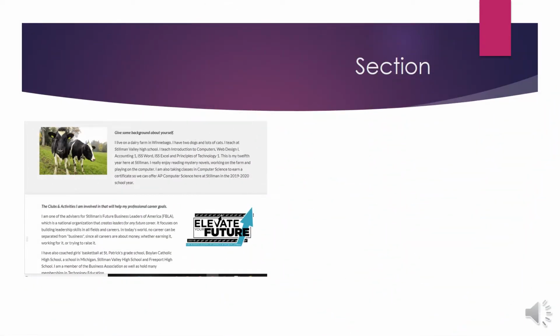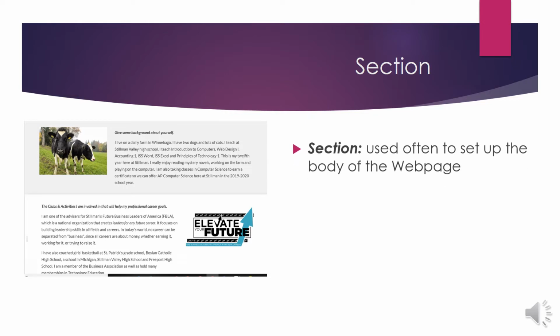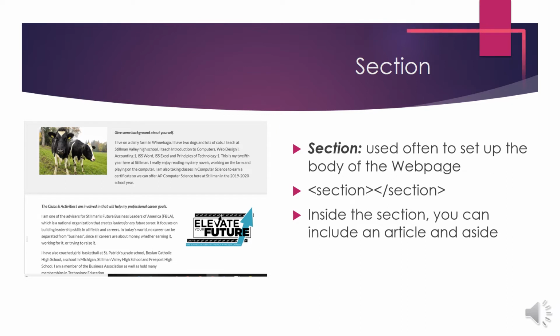The section tag. The section tag is used often to set up the body of the web page between the closing nav bar and the opening footer. The tags that you will use to set up your section is an opening section and a closing section tag. Inside those section tags, you can include an article and an aside or images.